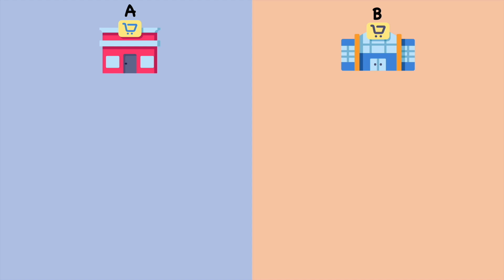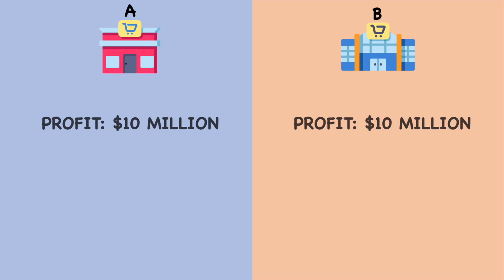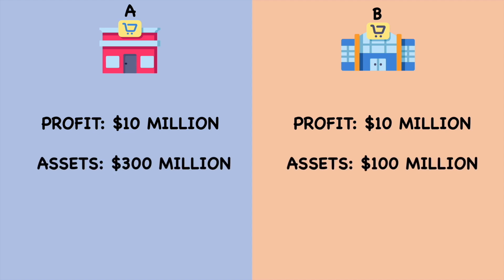If you are comparing two companies, company A and company B, and both have the same net profit of 10 million, looking at the profit alone does not tell you how efficient the management is at managing the assets. But if you include the assets in the formula, we can tell how efficient the company is at generating profits for every asset they have.